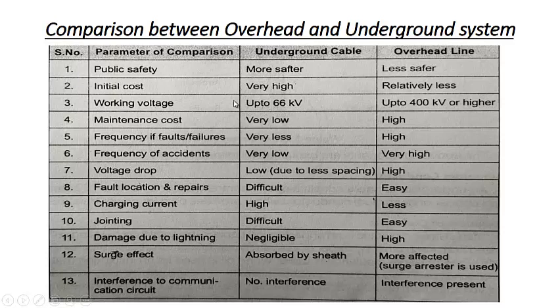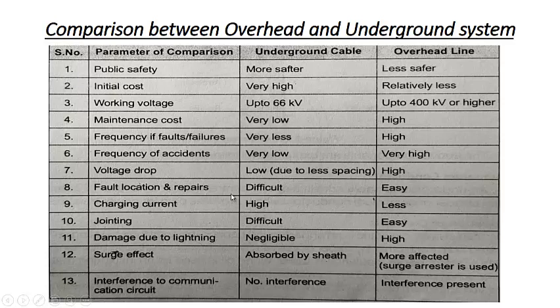The charging current for the underground cable is more as compared to the overhead line because of the closeness of the conductors and the use of dielectric. This is one more disadvantage of the underground cable. Maintenance cost is very low here, while there it is very high. Frequency of faults is less here; there it is very high. Frequency of accidents is low here; there it is very high. Voltage drop is low due to less spacing; there it is very high.